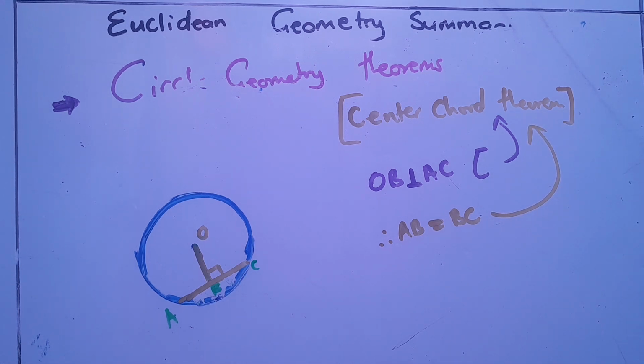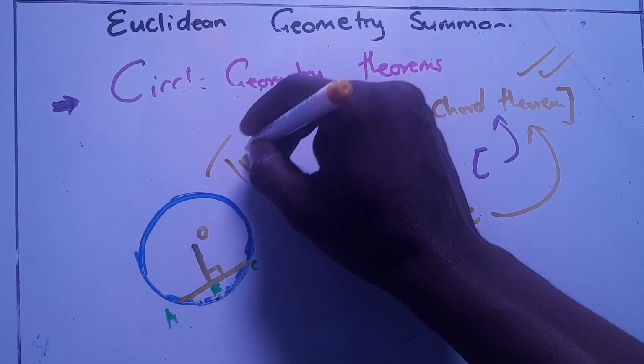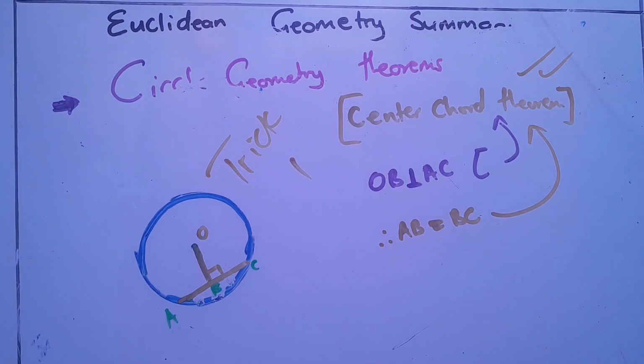So every time that they give you that you're having a center, check if you're having a chord that is being bisected or a chord that is perpendicular to the what? To the line drawn from the center. So that is trick number one that you must always check, whenever they give you that you're having a center and you're having a line drawn from the center going to a chord. So you must check for that. So let's go on to our other theorem.